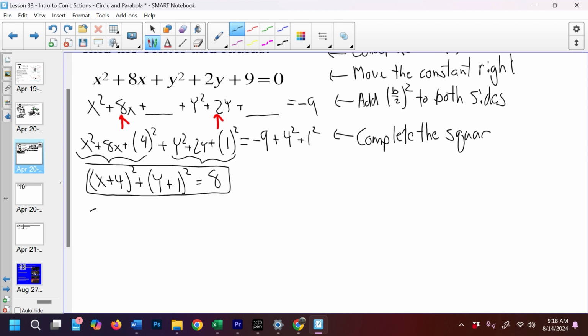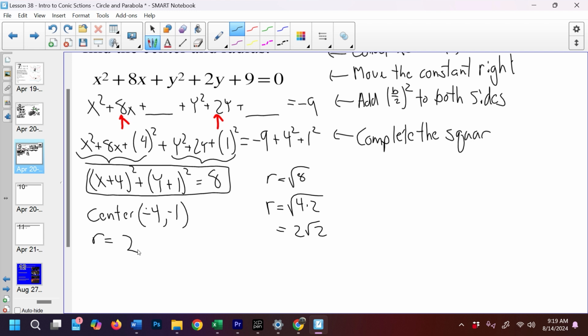I then need to write the center. And again, remember, it's the value that makes both of these 0. So it'll be negative 4 and negative 1. And then my radius, well, the radius is equal to the square root of 8. And I can simplify this. So I'll have 4 times 2, which will give me 2 square root of 2. And so my final radius will be 2 square root of 2. We'll put a box around that and say that we're finished.